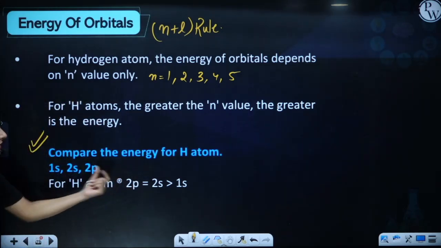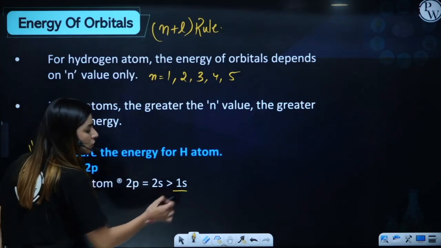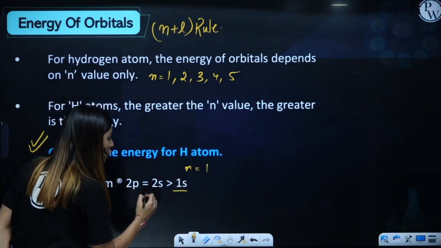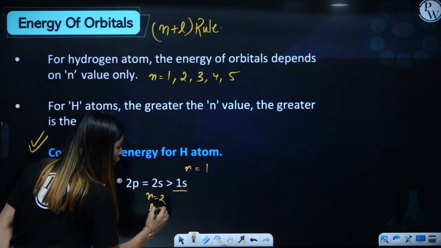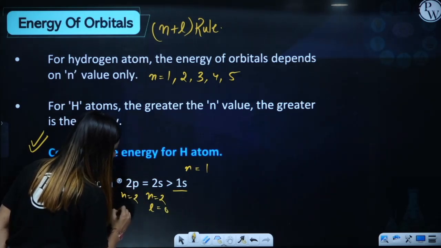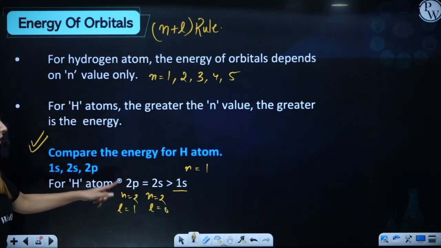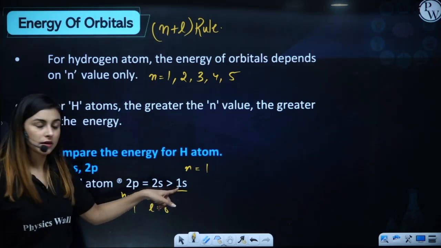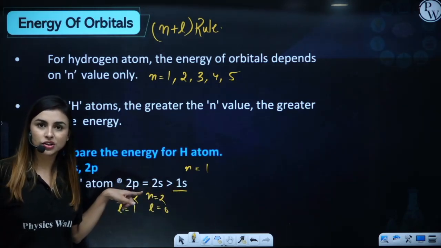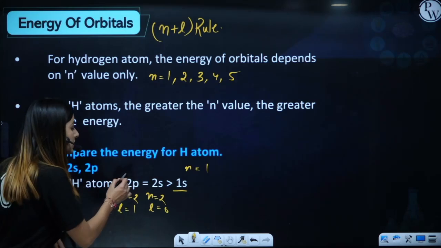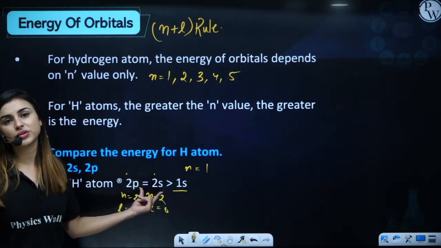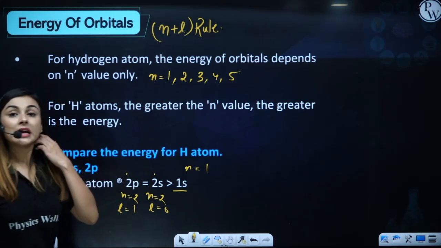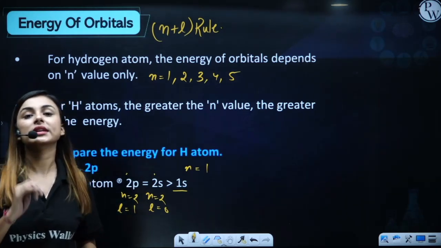So I can say that 1s has n equal to 1, and 2s has n equal to 2, l equal to 0, and 2p has n equal to 2 and l equal to 1. But for hydrogen atom, only n values are to be considered. So n equal to 1 will have lesser energy than n equal to 2, and since 2s and 2p both have the same n value, their energy will be the same. So this is the correct order if it is a hydrogen or hydrogen-like species.